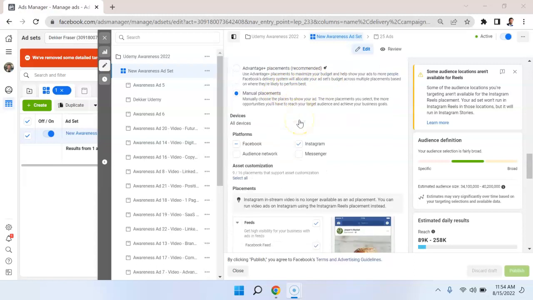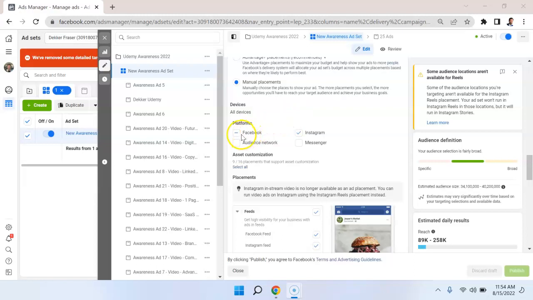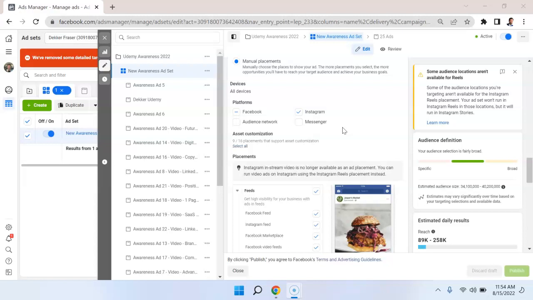Instead, what I would do is manual placements. So you can decide, for example, if you want to run it on Facebook and Instagram, which is generally what you're going to do in most cases. And then you can make a decision as to whether to omit the audience network, which with something like a brand awareness campaign is probably a conservative thing to do, omit that, and also omit Messenger.